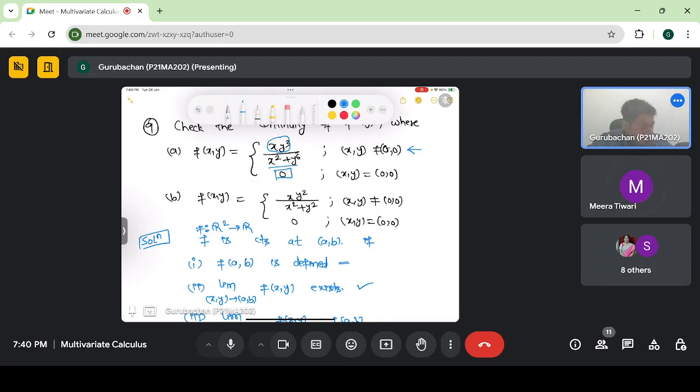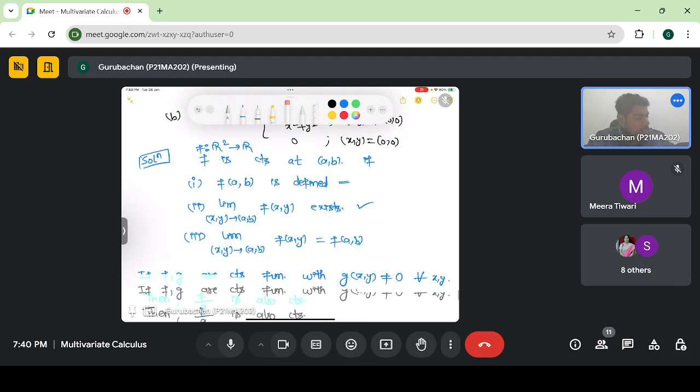So I will give one more argument here. We are only checking the continuity at (0, 0). Otherwise, except (0, 0), the function is already continuous with the same argument given in part A. Now we are checking the continuity at (0, 0), and as told by Meera Tiwari ji, f(0, 0) is 0 already. Now we just need to check first of all the existence of the limit, and then we can check whether that limit is equal to f(0, 0) or not.